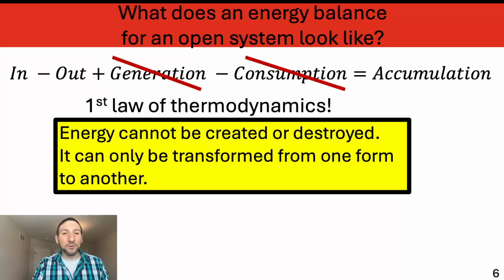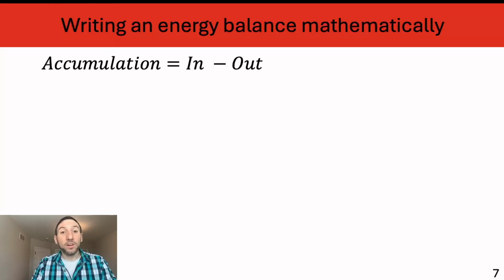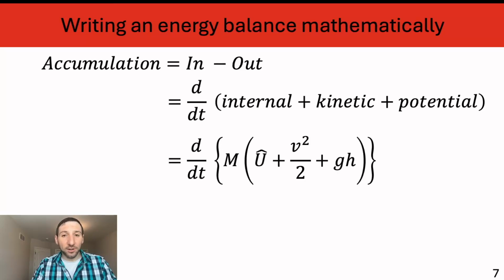So that leads us to, in this situation, in minus out equals accumulation, just like when we were doing a mass balance. And now, if we want to write that energy balance mathematically, we're going to say accumulation equals in minus out. And from here, we're going to think about this on a per time basis. And we're going to look at the changes with respect to internal, kinetic, and potential energy. And similar to an earlier video, we can think about and write out those different energy terms, right? So the mass times specific internal energy plus V squared over 2 plus gh, which gives us our different forms of energy.